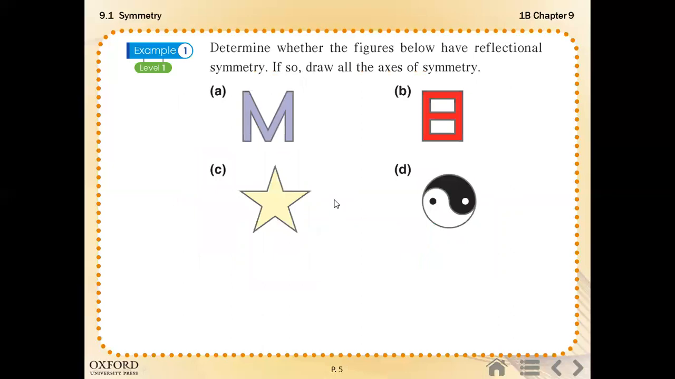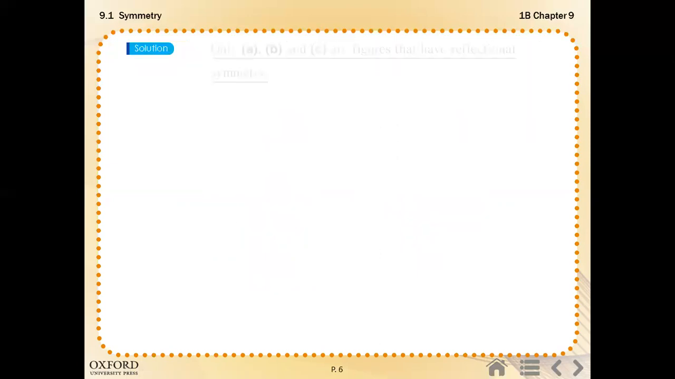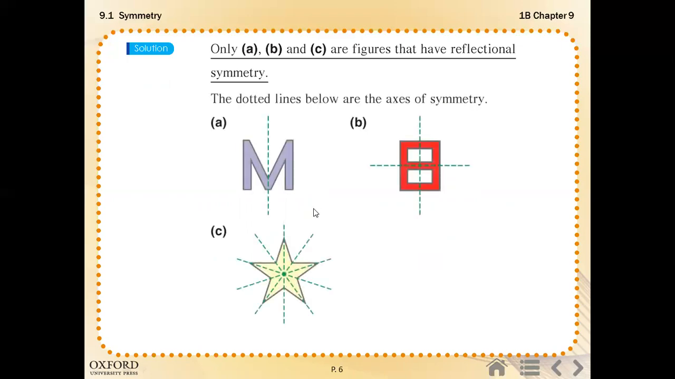Okay. Let's have the first example. Of the following figures, which figures have reflectional symmetry? If so, draw all axes of symmetry. Let's think. Well, here comes the answer. You may note that A, B, and C have reflectional symmetry. And their axes of symmetry are the following.